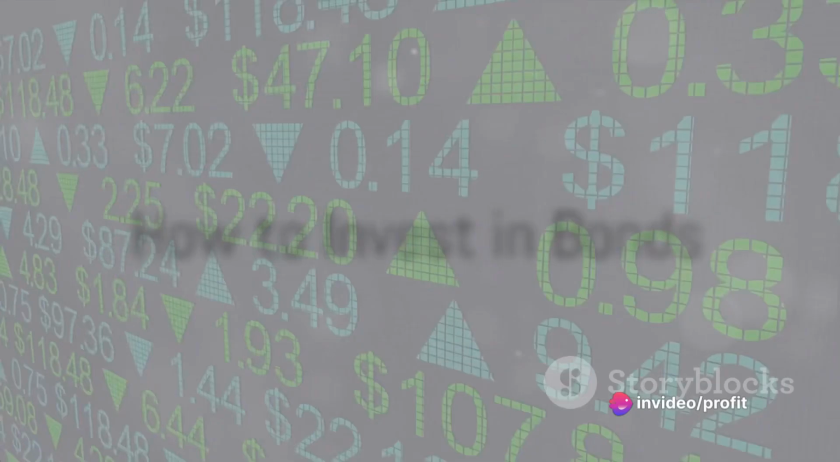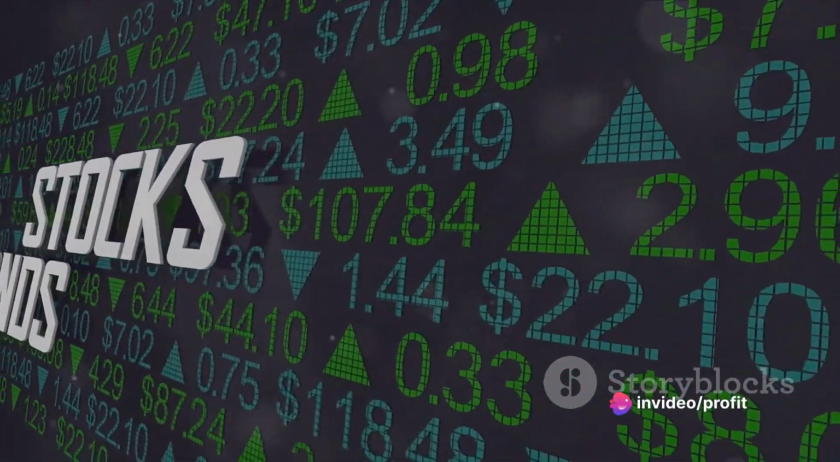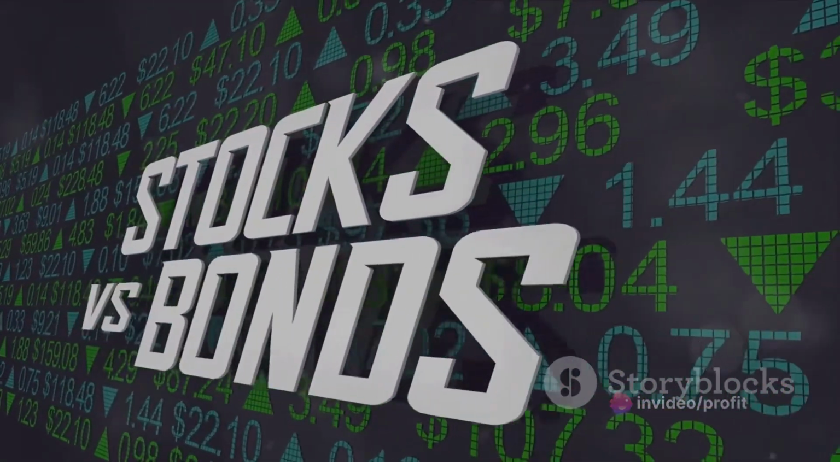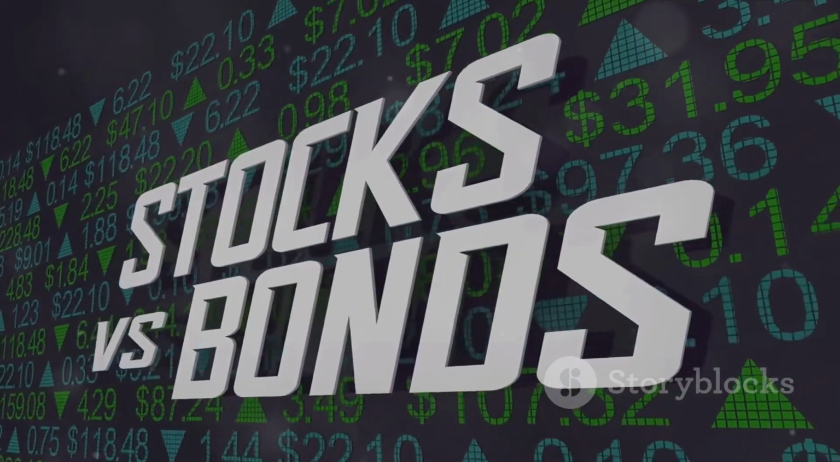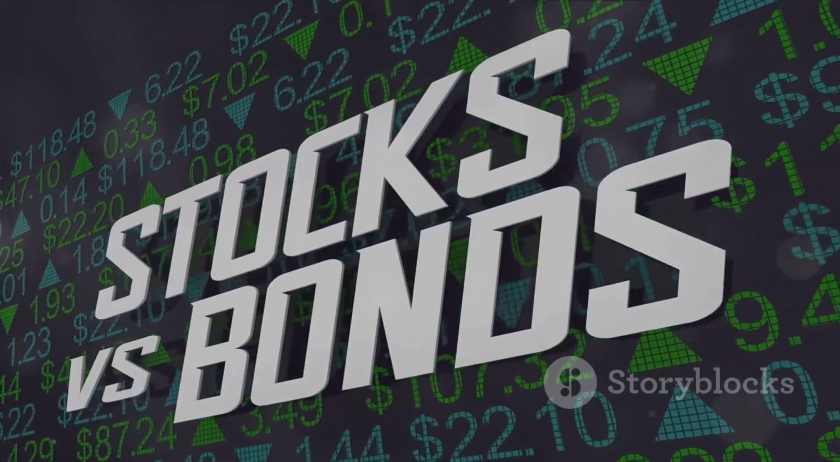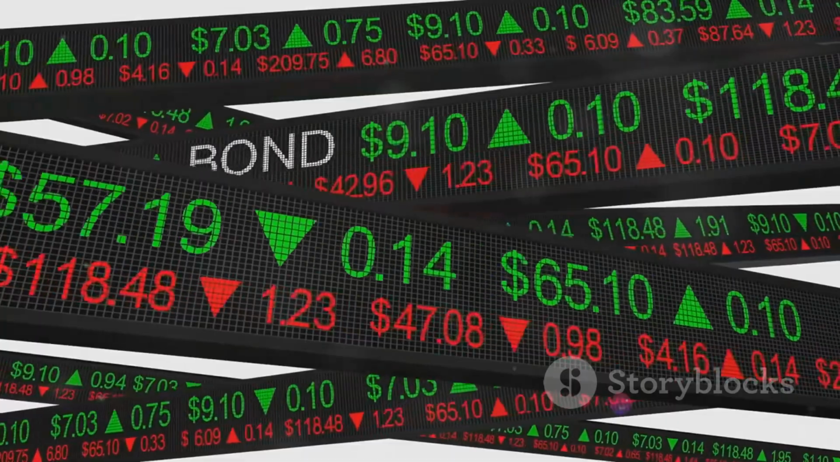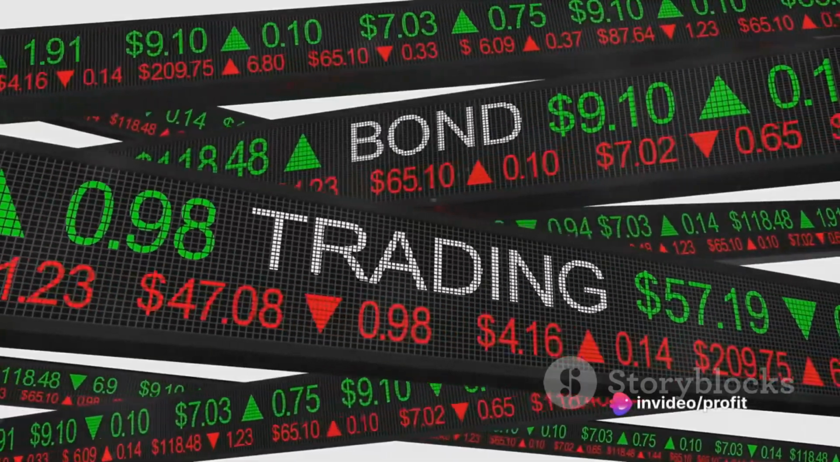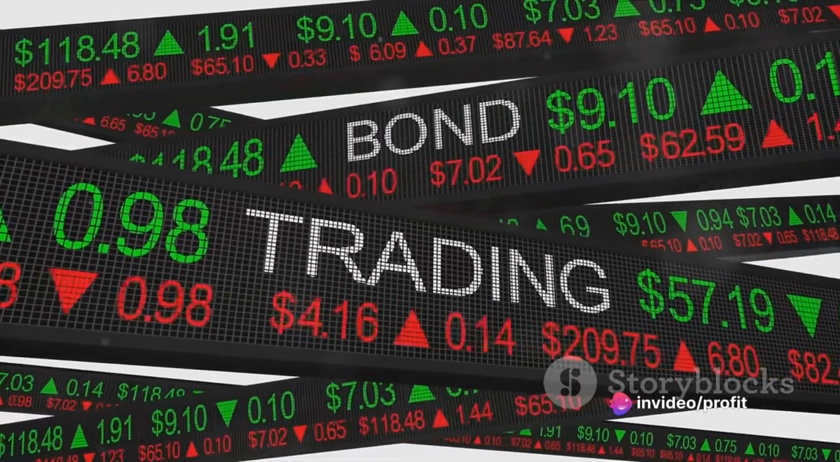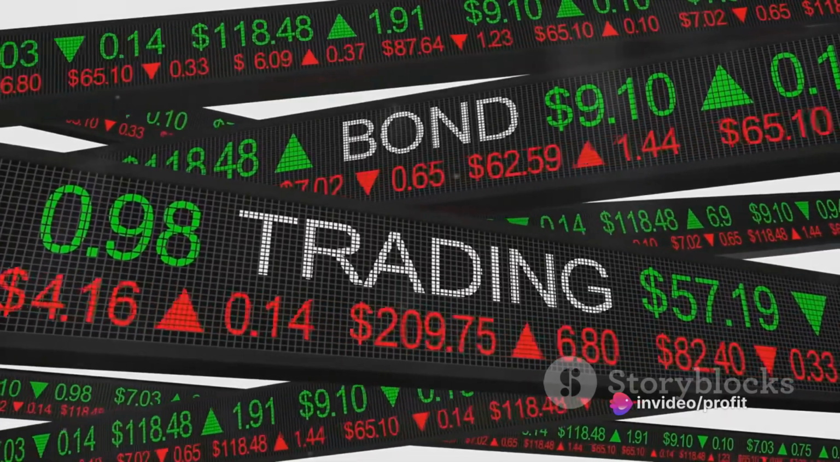You may now be wondering, how can one invest in bonds? Well, investing in bonds is a fascinating journey that begins with either purchasing directly from the issuer or through a brokerage account. Think of a brokerage account as your personal gateway to the world of bonds. It's like an online store, but instead of clothes or gadgets, you're shopping for investments.